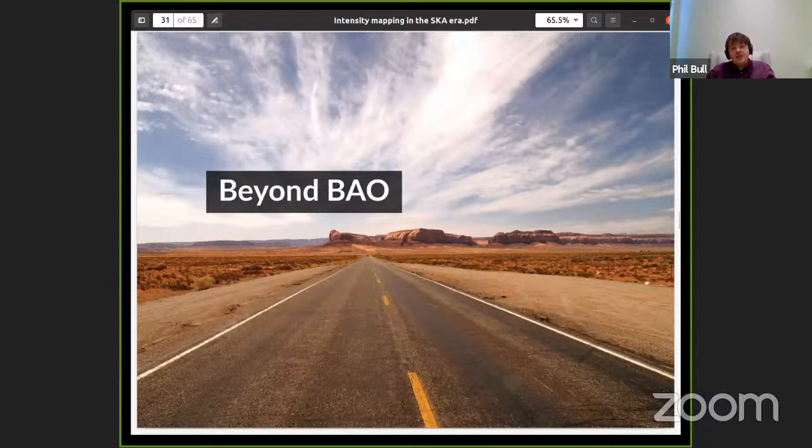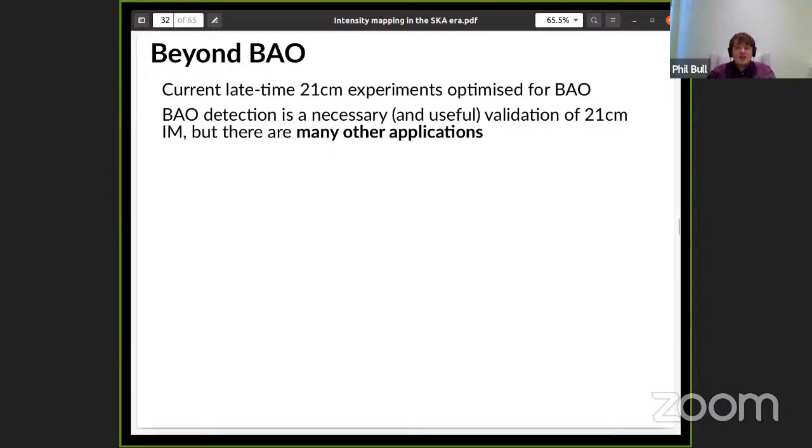So in the last few minutes, I just want to talk about a few different scientific examples of how we can use 21 centimeter emission for future applications in cosmology. So as I mentioned, most of these current batch of experiments, including the way we use MeerKAT, things like CHIME, things like BINGO, they're mostly optimized to detect the baryon acoustic oscillation feature. And that's a really important thing to go after. But there's a lot of other stuff you can do as well.